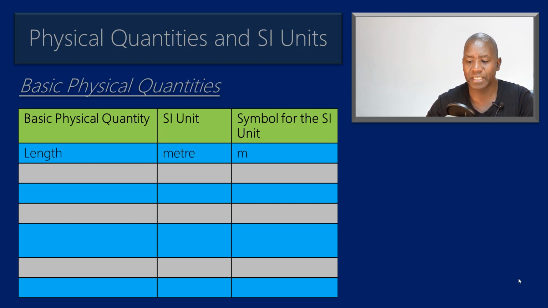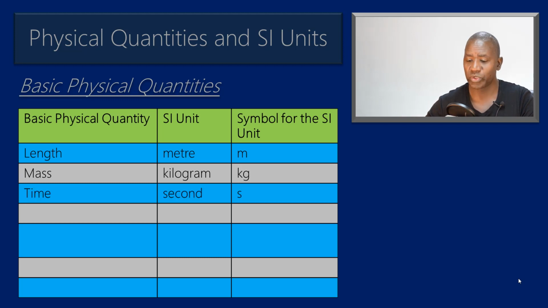Length is a basic physical quantity. Its SI unit is meter, and the symbol for meter is lowercase m. The next one is mass. The SI unit of mass is kilogram, and of course, the short form or the abbreviation of this SI unit is kg. Notice that I'm talking about the symbol for the SI unit. It is not the symbol for the physical quantity.